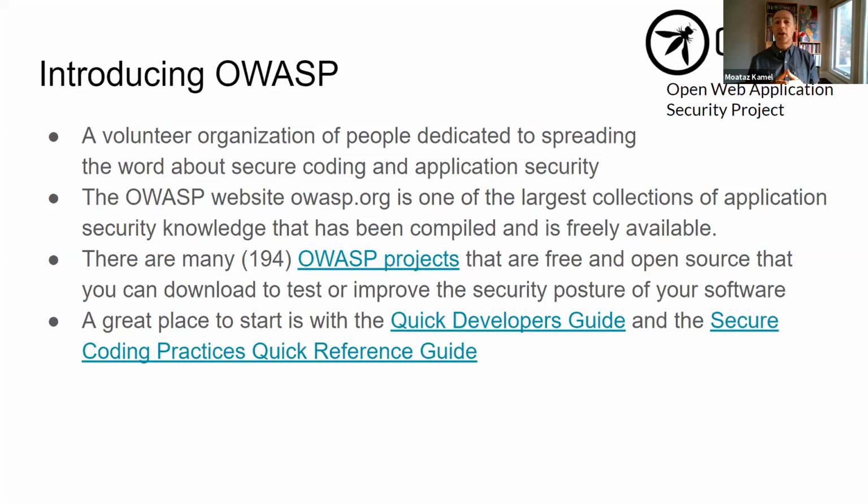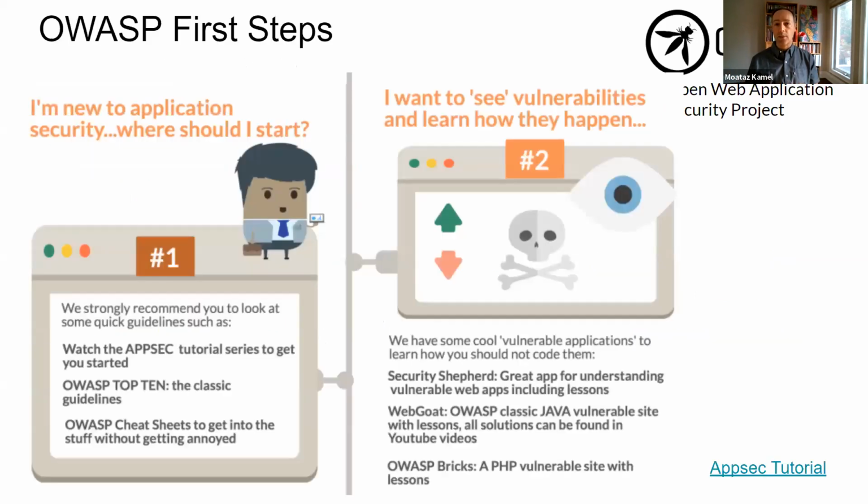A great place to start with OWASP is the Quick Developers Guide. And these are all links. I'll share the slide deck. The Quick Developers Guide gives you a way to walk through where should I start? There's so much to learn about security, but there's a good knowledge path to start with the Quick Developers Guide. And there's also a secure coding practice quick reference guide. I'm going to show you the developers quick start, just the first 2 steps. It has, I think, something like 5 or 6 steps.